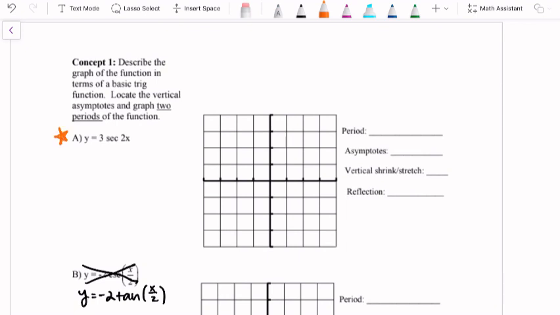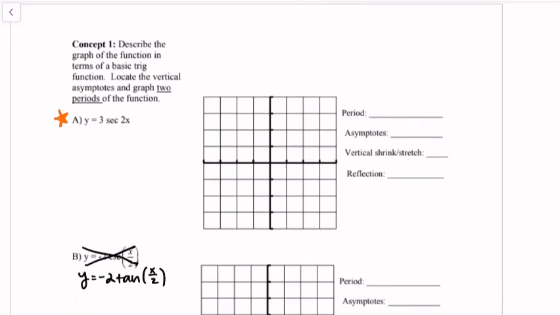We're going to do tangent instead. We'll do that one in class next time we're together, okay? But for right now, we are going to graph 3 secant of 2x. So one thing that we need to keep in mind is kind of the periods of our parent function.